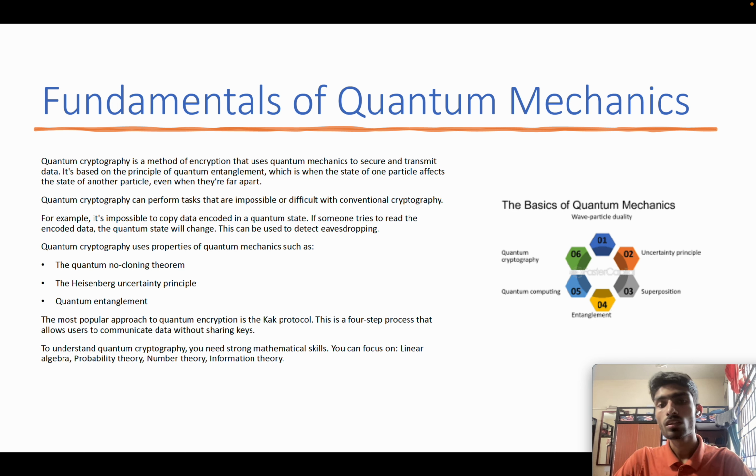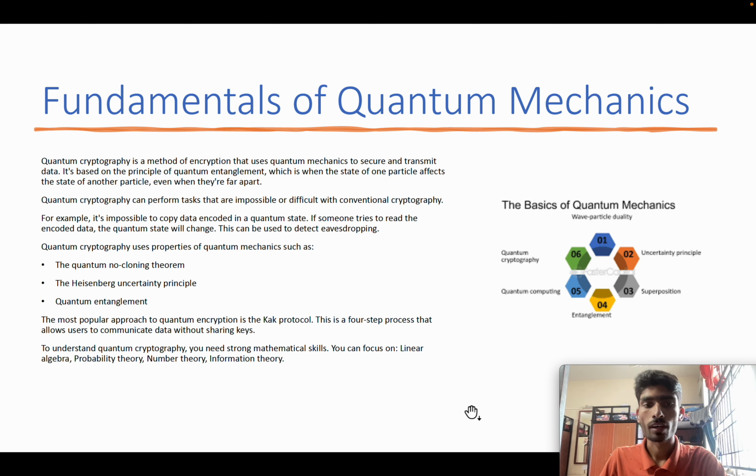As you can see on the slide, we also specified the basics of quantum mechanics. The first is wave particle duality, second is the uncertainty principle, third is superposition, fourth is entanglement, fifth is quantum computing, and the last one is quantum cryptography, which we are now focusing on. Also, quantum entanglement and superposition are two defining effects of quantum theory.